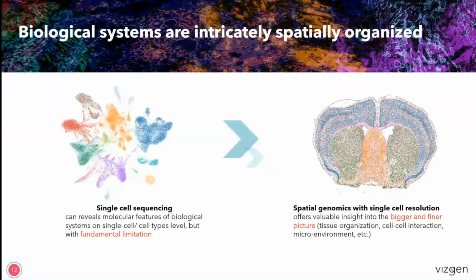Fortunately, with cutting-edge spatial genomic methods, such as MERFISH, we are now able to bridge this gap. By obtaining comprehensive molecular and spatial information at single-cell resolution at the same time, we're not only able to draw bigger and finer pictures of tissue organization, but can also get functional insight from the data, such as cell-cell interaction and tissue microenvironment in health and disease.